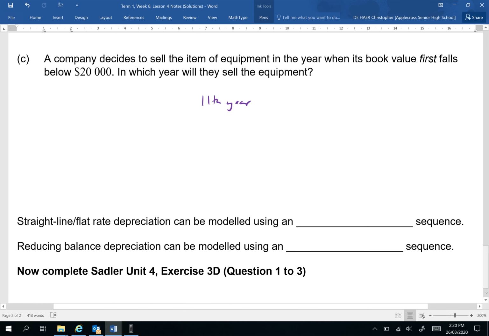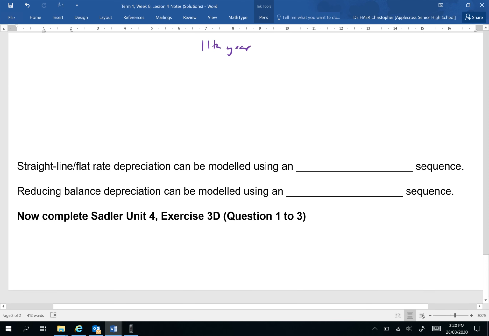Okay, last little bit. It's important to realize that we can see the connection between these two different types of depreciation and what type of sequences they are. So as we said, straight line or flat rate depreciation can be modeled using an arithmetic sequence, and reducing balance depreciation can be modeled using a geometric sequence.